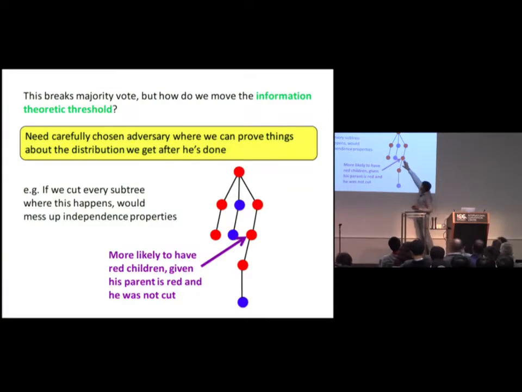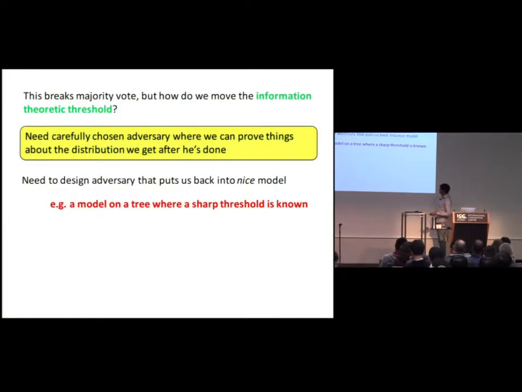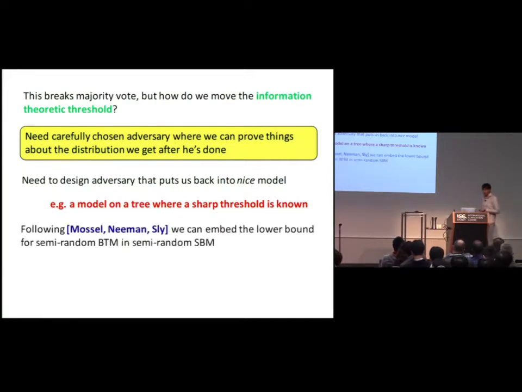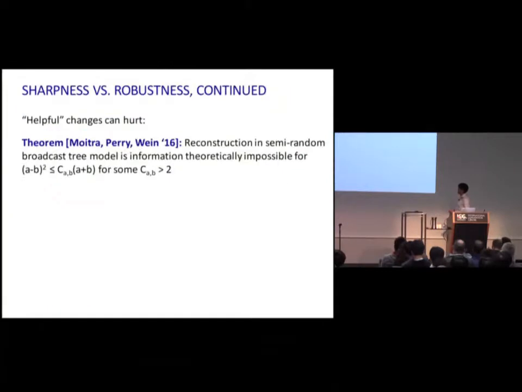See, if I had a red node right here, I know its parent is red. That actually means that its descendant is more likely to be red than blue. Because if it were blue, there was some chance that it would give birth to more red nodes than blue nodes, and I would have cut its subtree. So it creates all these nasty dependencies along the tree model. Instead, what you need to take care of in these things is how to design an adversary that not only breaks one particular algorithm, but actually puts you back into a nice model on a tree, where, for example, nodes are conditionally independent given their parents. And then we can follow the usual pattern of how to embed the broadcast tree model in the stochastic block model to prove the overall result.